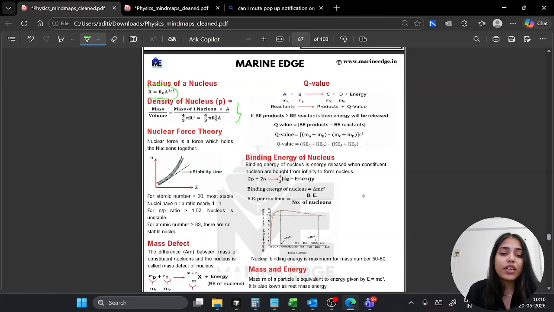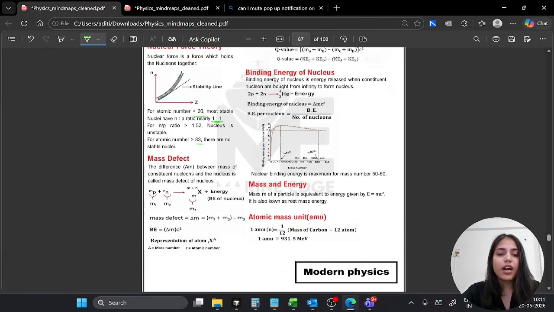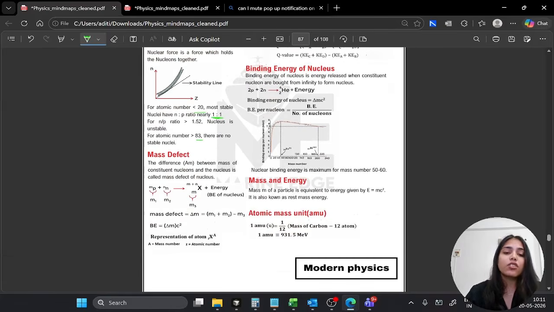Now, for atomic number less than 20, nuclei are more stable and have a neutron to proton ratio of nearly 1:1. Neutrons and protons are equal in number. As we go ahead, that ratio increases to 1 to 1.5. For atomic number greater than 83, we don't have very stable nuclei. Then we have the mass defect. The difference between the mass of the constituent nucleons and the nucleus is called the mass defect. You can calculate it: delta m equals m1 plus m2 minus m3, where m3 is the mass of the nucleus.